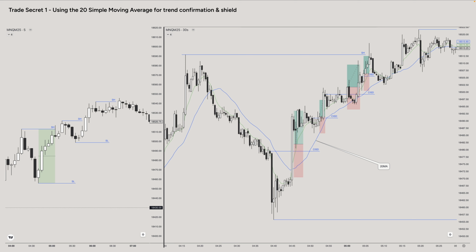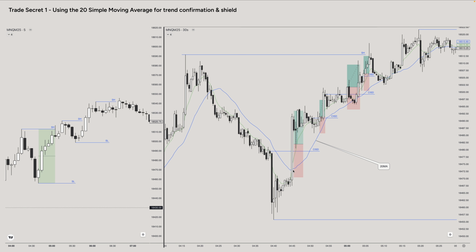Okay, this is the one that touches it. Candle 1, 2, candle 3 closes back above. So we stay in the trade. And again, you see what happens next. Straight to your take profit. Because when the trend is strong, price reacts very strongly to the 20 SMA.